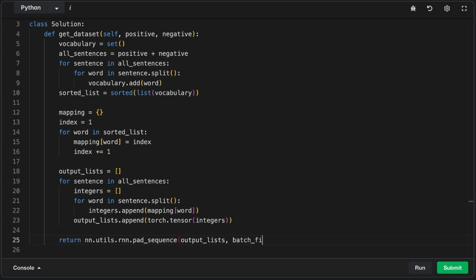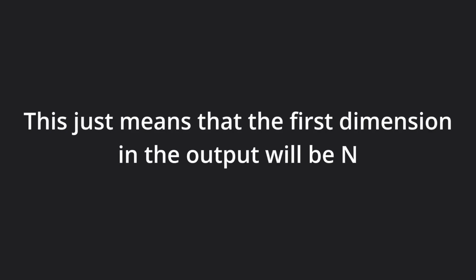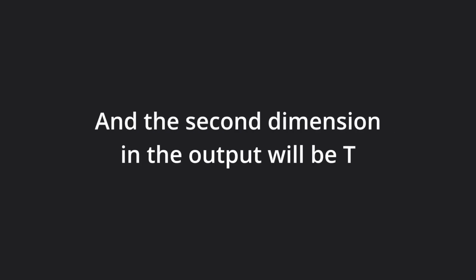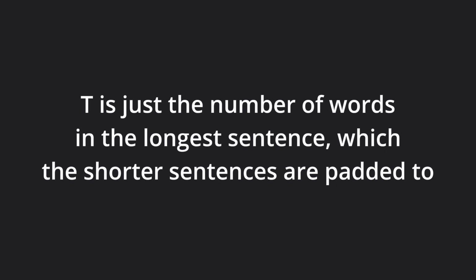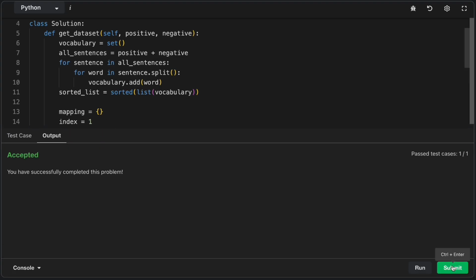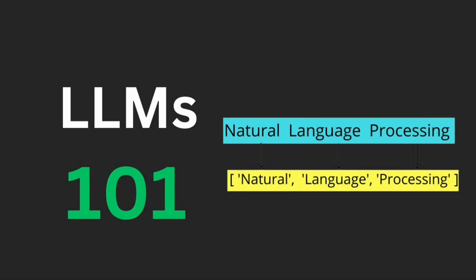All we have to specify is batch first equals true, which means that the first dimension in the output will be the total number of sentences n, and the second dimension in the output will be the length of the longest sentence t. If batch first was false, then the output would be t by n, which isn't what we want. We can submit our code and see that it works. We just implemented basic tokenization.